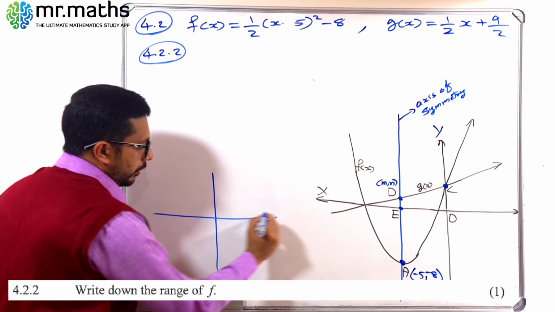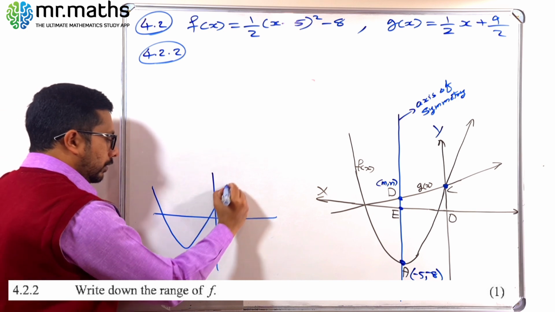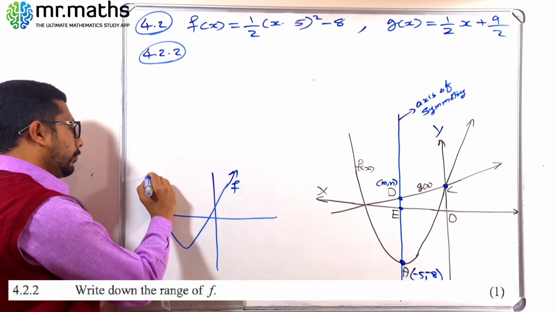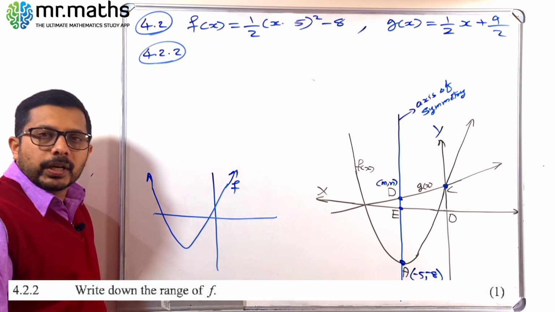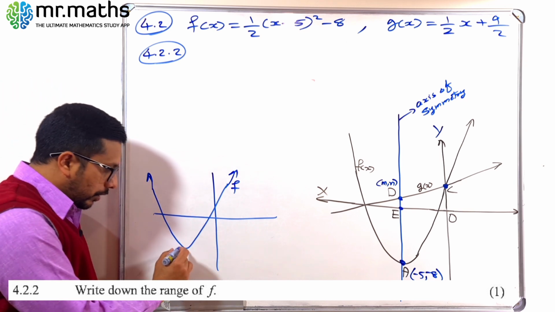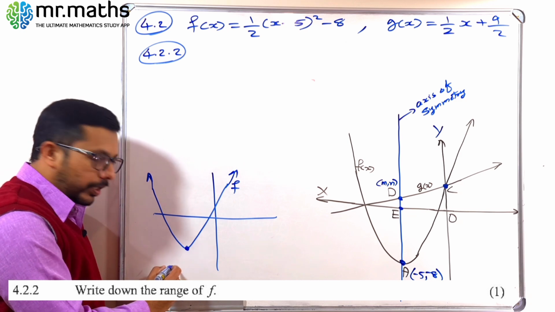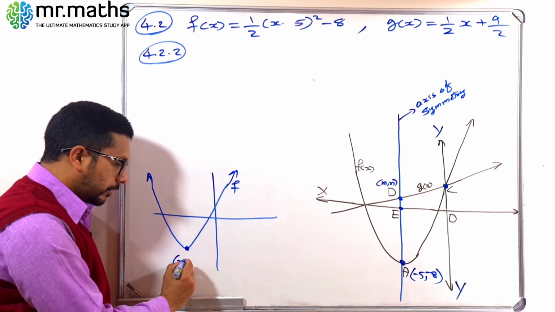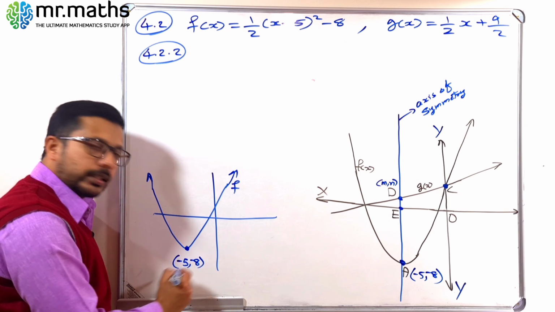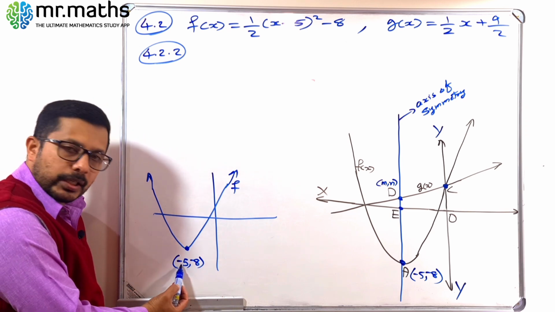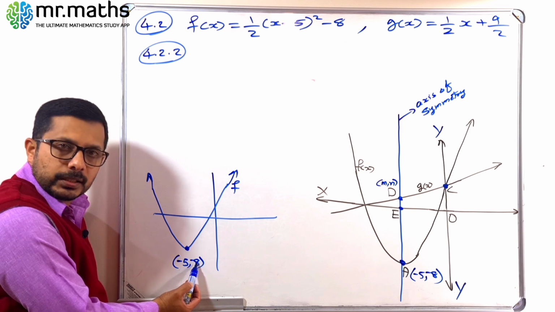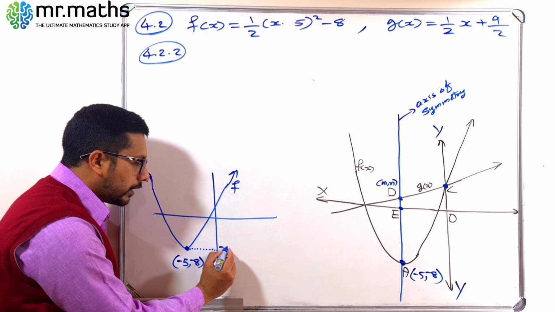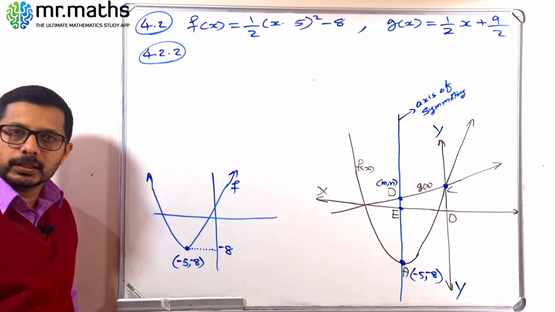Okay, let me draw that graph here. This is our f of x graph, and what is the meaning of range? Possible y values. So here this is the turning point. At this point what is the coordinate? We got it is minus 5 and minus 8. So it means x value is minus 5 and y value is minus 8. So at this point what is the y value? Minus 8. Am I right?